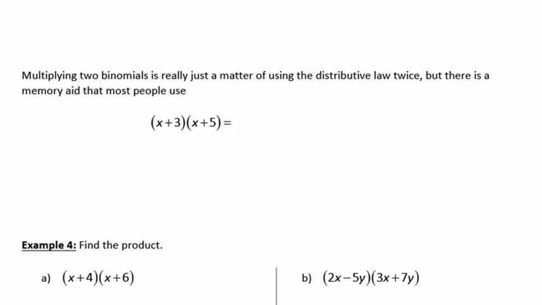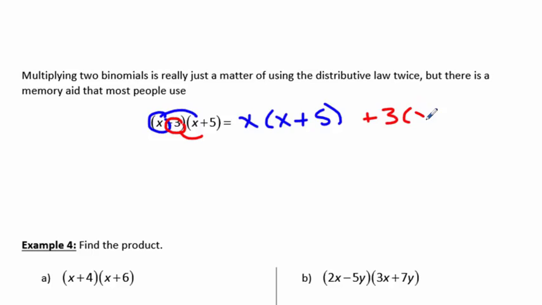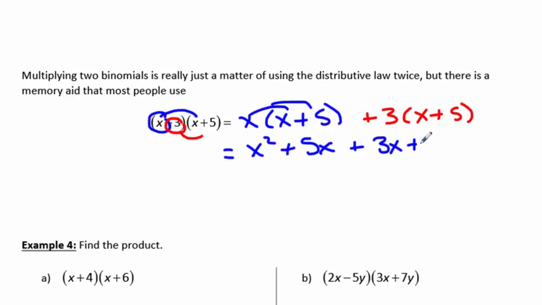Multiplying two binomials is really just a matter of using the distributive law twice. So when I use the distributive law the first time, I'm going to take x times the entire second parenthesis. So x times x plus 5. When I use the distributive property the second time, I'm going to take 3 times the second parenthesis. So plus 3 times x plus 5. So the net result is that I have x times x is x squared, plus x times 5, or 5x, and 3 times x is 3x, and 3 times 5 is 15. Combine this all together, and we have x squared plus 5 plus 3 is 8x plus 15.